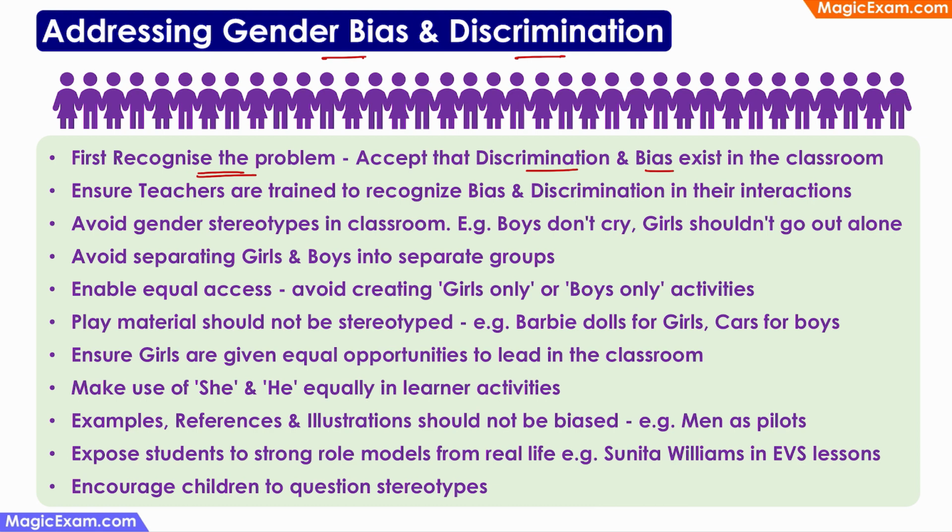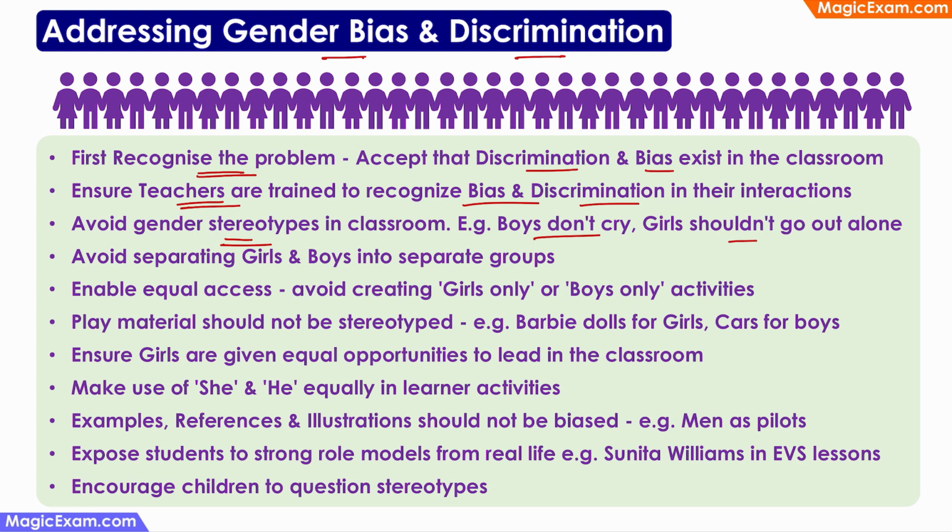Next, you have to train the teachers to recognize bias and discrimination. It can be in their own behavior or actions, or in the behavior or actions of the students or others. So teachers have to be trained to identify such bias and discrimination. And we should avoid gender stereotypes in the classroom. For example, boys don't cry or girls can't go out alone. So such stereotypes should be avoided.